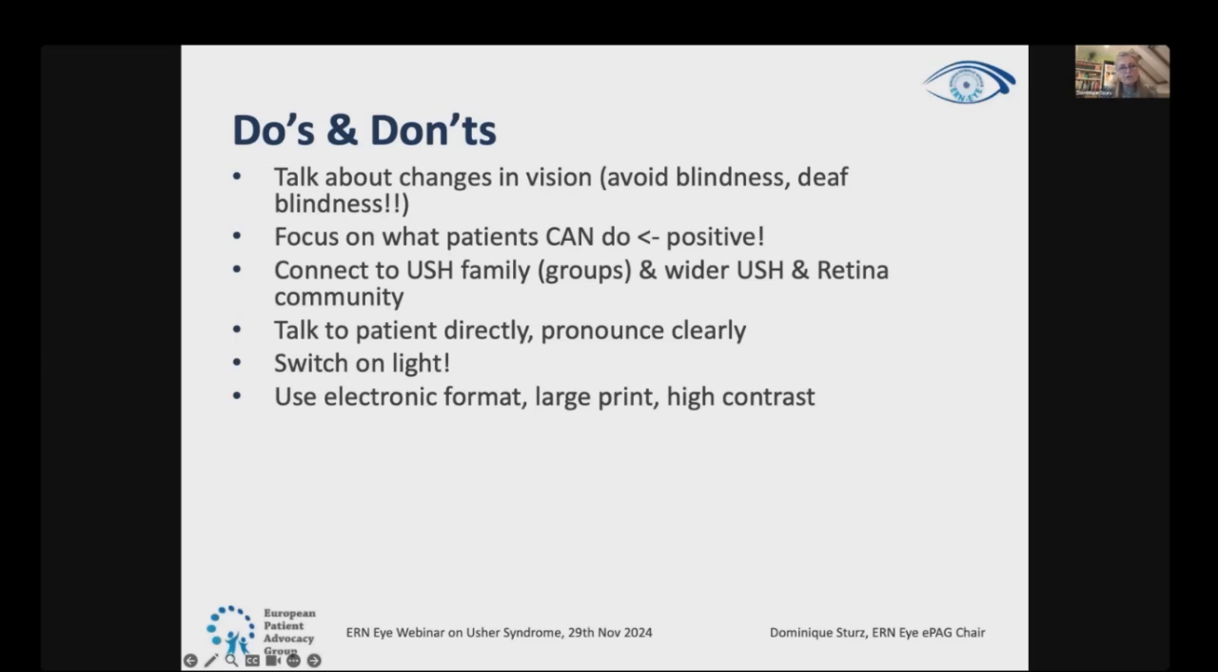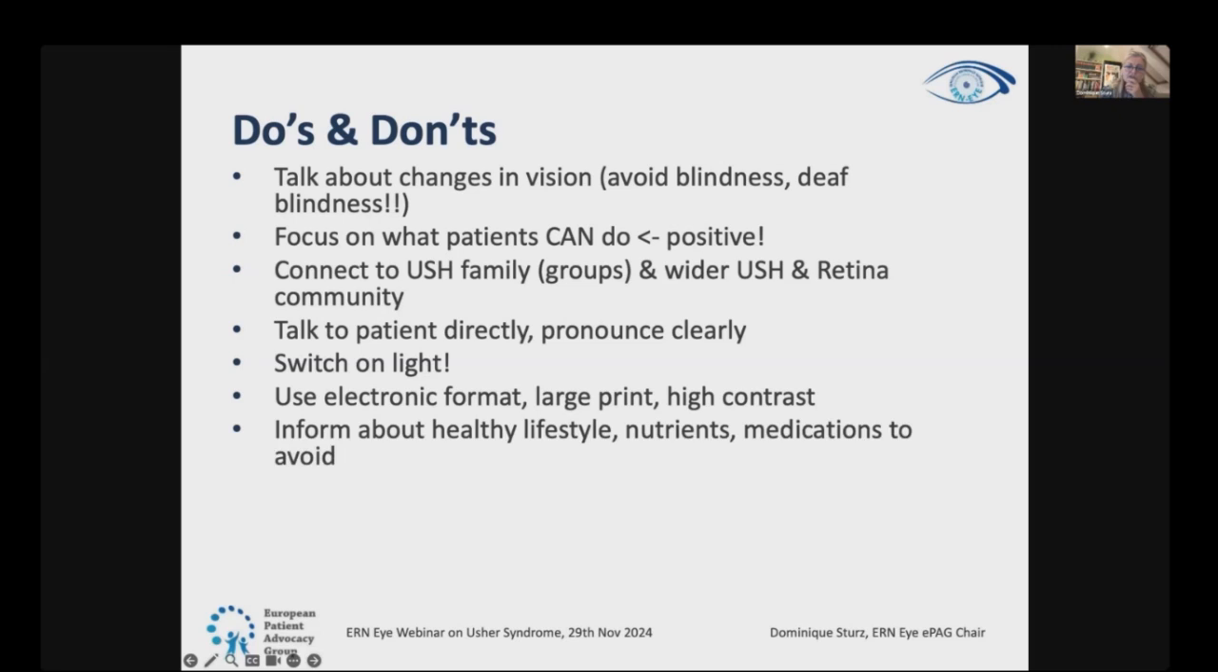If you can, when you have to deliver information, use an electronic format; prefer it to paper. And if you hand out information on paper, please think of large print and high contrast. No light blue and dark blue or things like that. I've seen a lot of them. High contrast and large print are essential to meet their needs.